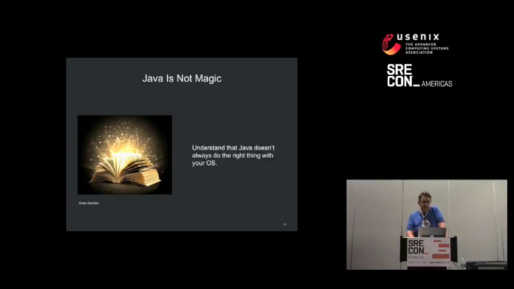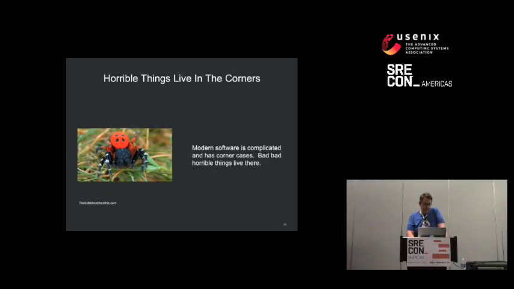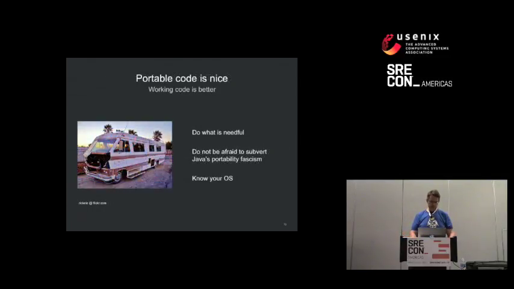More seriously, Java is not magic. You need to understand that Java does not always do the right thing for your OS. The mere existence of an API that is convenient doesn't mean it's doing the right thing or even a sane thing. Horrible things live in the corners. This little darling is a ladybird spider, which I didn't even know existed yesterday. Modern software is complicated and has ugly, ugly corner cases where horrible things live. This is normal and we should cope with it.